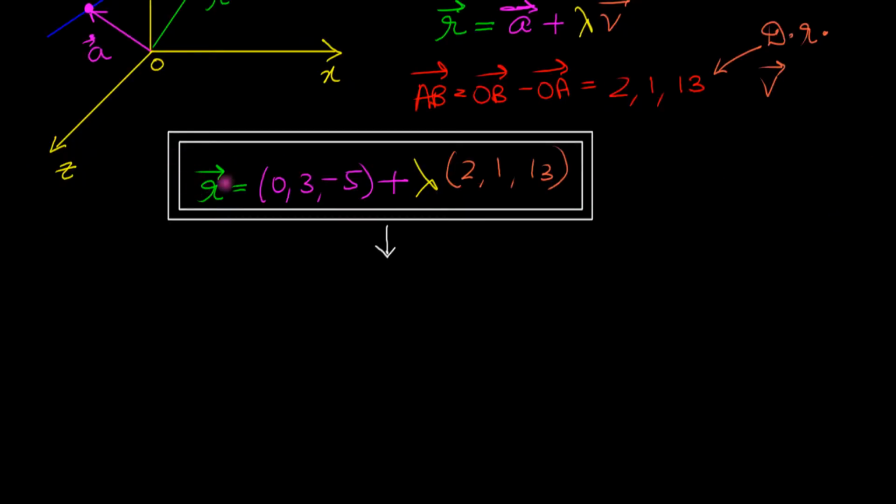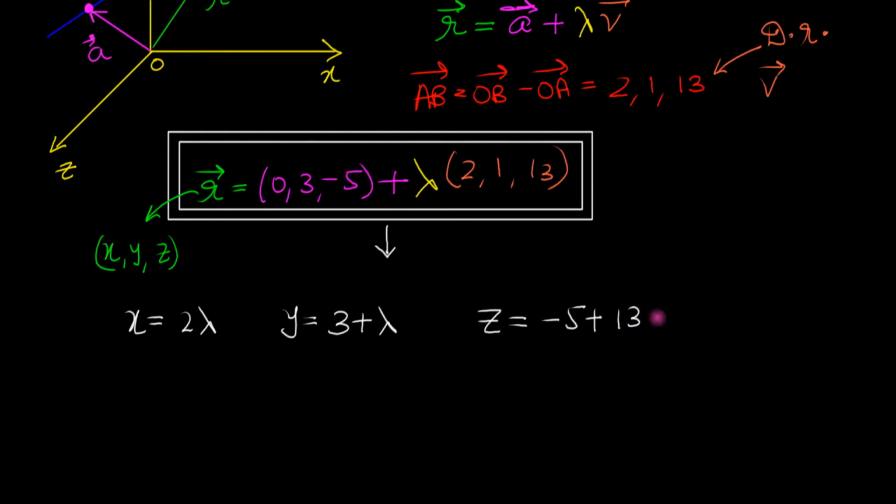To understand the Cartesian form, remember that there is an x, y, z over here, okay? And hence we can write an equation for each coordinate of the point that lies on my straight line. Each coordinate for point P. And so an equation for x would be x equal to 0 plus 2 lambda, so that's just going to be 2 lambda. y equal to 3 plus lambda, and z equal to minus 5 plus 13 lambda.